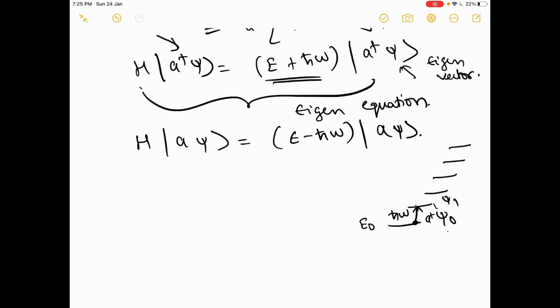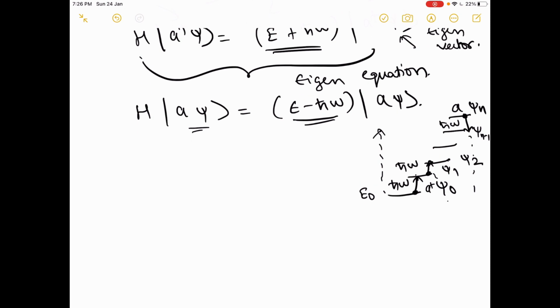If I again act with another A dagger, it moves a particle from here to here, same h cross omega, and makes it go to psi 2. If I'm in psi n and operate A on psi n, it brings the particle down by h cross omega to psi n minus 1, right? It can keep coming down. If A dagger acts, it moves the particle up. If I operate A on psi, it moves the particle down. It cannot continue infinitely, right?